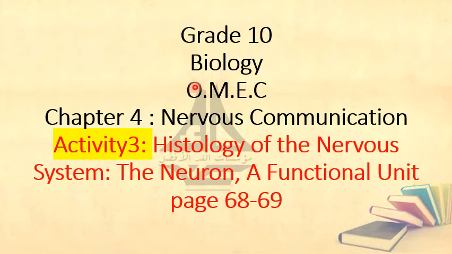Hi everyone! Today we are going to explain Activity 3 of Chapter 4, which is about the histology of the nervous system, the neuron, a functional unit, page 68-69. In this activity, we are going to explain all the structures that constitute the nervous system concerning the neuron or the nerve cell, the brain, the parts of the brain, the spinal cord, as well as the structure of the nerve.